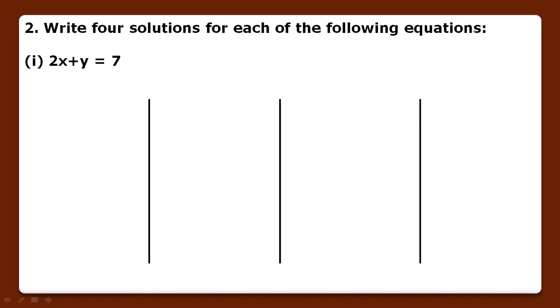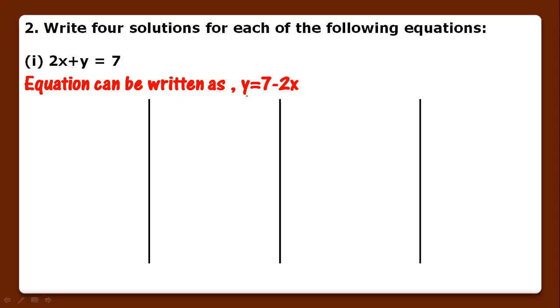Question number 2. Write four solutions for each of the following equations. The first equation is 2x plus y equals 7. The equation can be written as y equals 7 minus 2x. हमने 2x को राइट हैंड साइड शिफ्ट कर दिया तो उसका साइन चेंज हो गया. ये हमने सिर्फ इसलिए किया, it is not compulsory, ताकि हमारी कैलकुलेशंस ईज़ी हो जाए. हम x की एक वैल्यू पुट करें तो हमें y बहुत आराम से मिल जाए, क्योंकि ये अकेला है लेफ्ट हैंड साइड में. That's why.